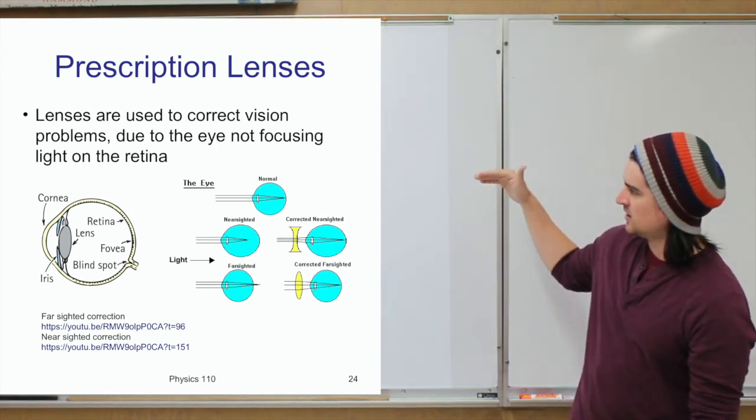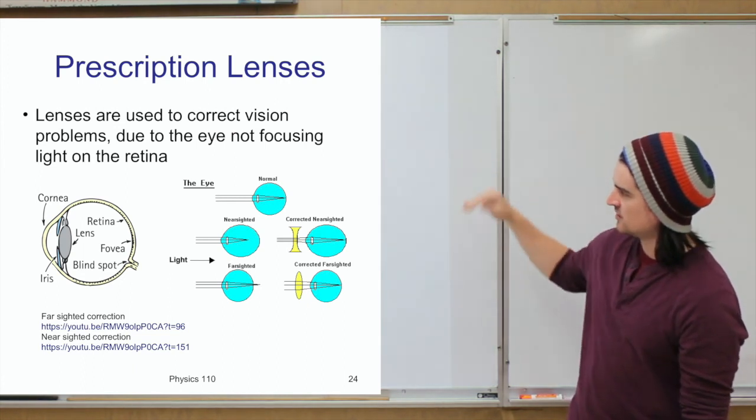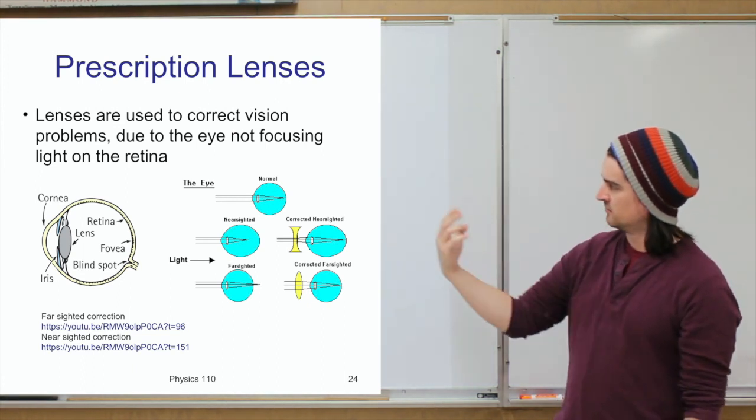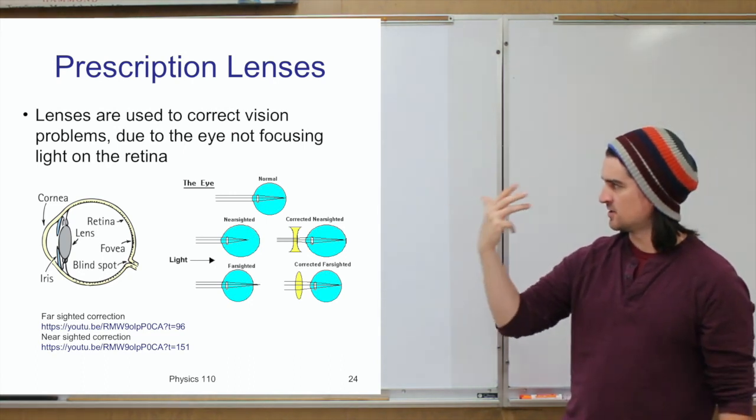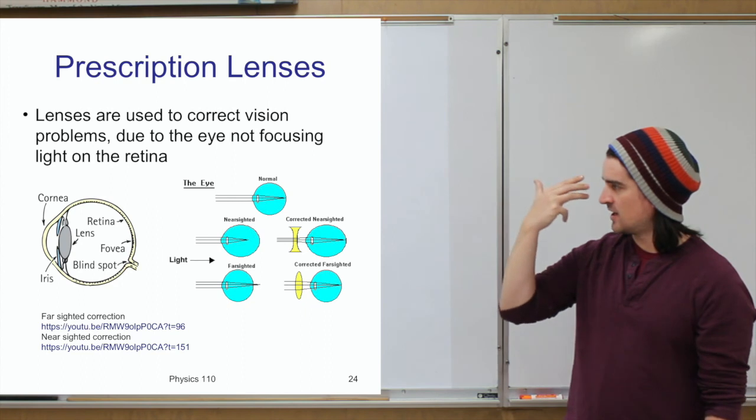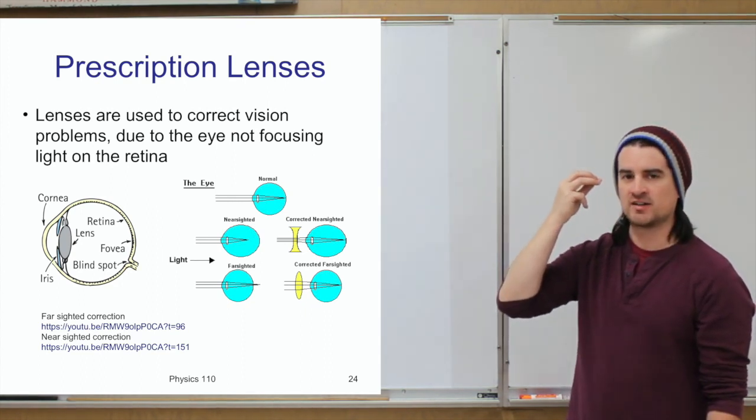And as indicated in these diagrams here, the first picture is like the normal eye, or maybe the optimal eye, where the light comes into the front of the eye, and it gets focused nicely right on the back of the eye, right in the retina.